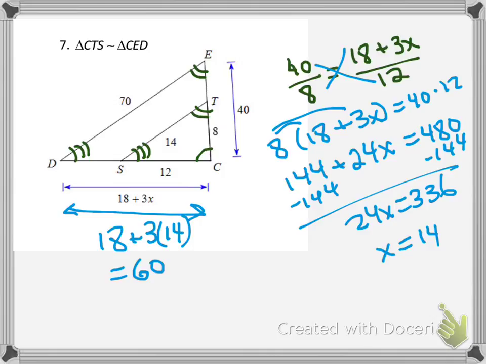Just kind of reality check things. 40 is 5 times 8. So according to the right-hand side, the big triangle is 5 times as big as the little triangle. I realize it's not drawn to scale. 60 is 5 times 12. So that fits. Everything is proportional with a scale factor of 5.